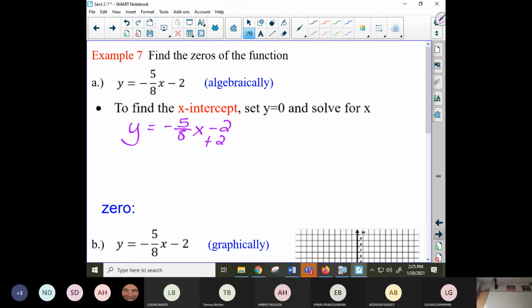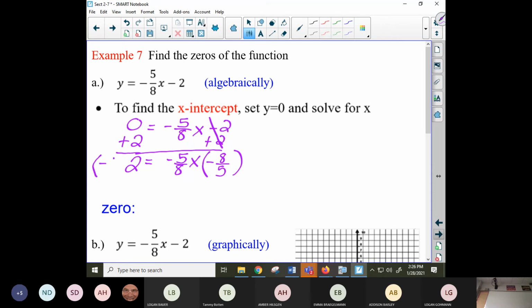Okay, so I'm going to add 2. Oh, wait, I have to put 0 in for my y, and I didn't do that yet. So here I'm finding the x-intercept, so I have to put 0 in for y, and I skipped that step, sorry. So now I would get 2 equals -5/8x, and my 2's cancel. And again, what I do here is I multiply by the reciprocal. Because that one is negative, ours is going to be negative. They're always the same sign. And it would be -8/5 on both sides. Okay?